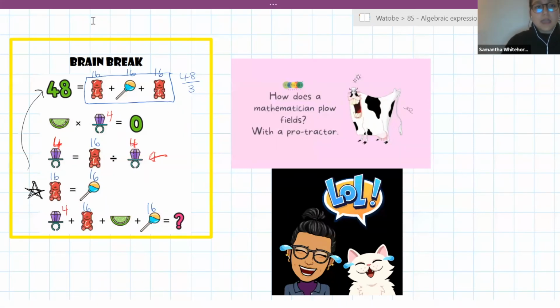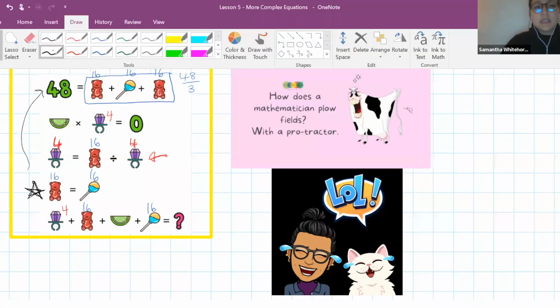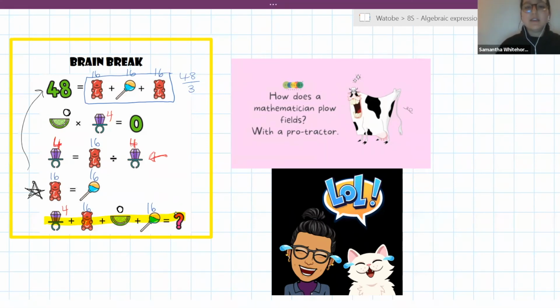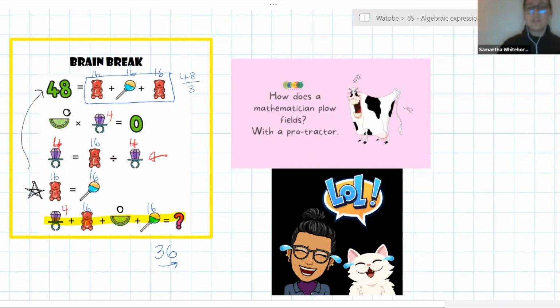Then I'm going to go back up to that second one. And the second one is saying to me a watermelon times a ring is 0. Now we know if we're getting a product of 0, one of the things that I'm timesing has to be 0. So the watermelon is 0 in this case. And so if we now want to find the value of this final step over here, I've got 4 plus 16, which is 20, plus 0, which is still 20, plus 16 is 36. Okay, so this is a value of 36. Well done, guys. Nice. I'm seeing those answers coming through. Well done.